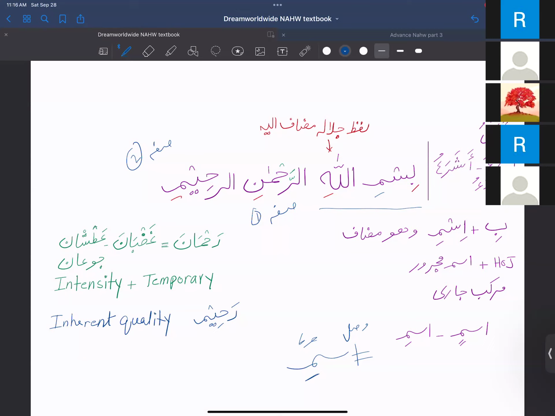It is supposed to be jumla fi'liyya. So Allah subhanahu wa ta'ala did not mention the fail over here. Why? Because if he said, okay, say, Aqra'u bismillah rahman rahim, meaning I start my recitation or my reading in the name of Allah. Or if I say Ashra'u, I begin, right? I start whatever I'm starting in the name of Allah.